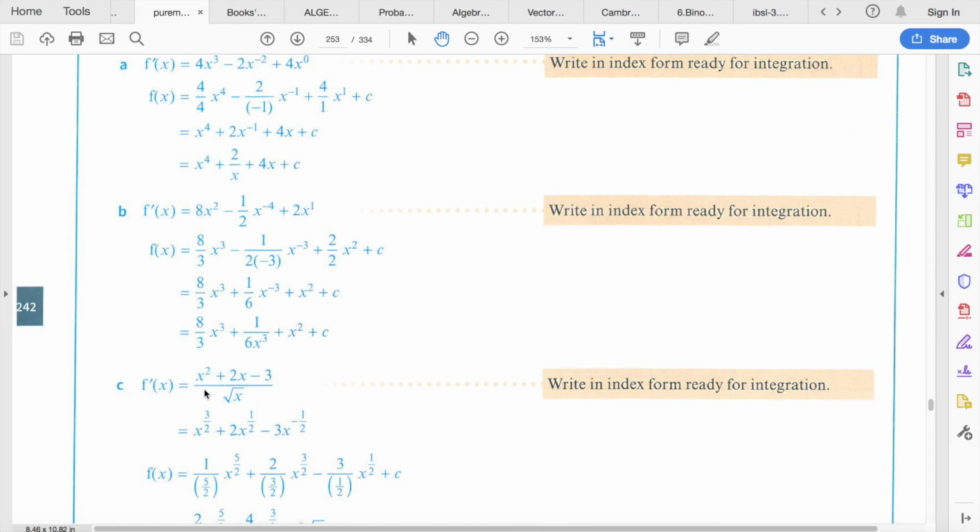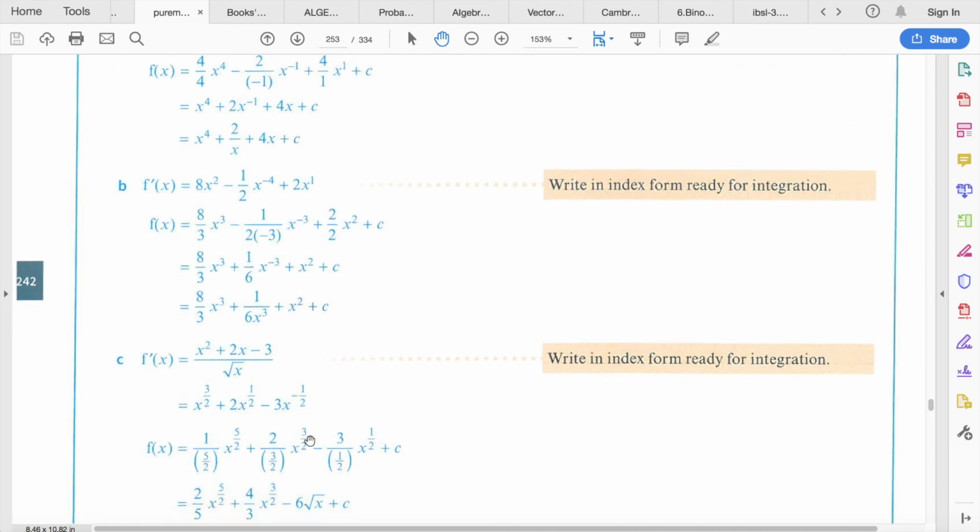Then simplify. Radical x means x to the power of 1 over 2. So x to the power of 2 over x to the power of 1 over 2. When you subtract powers, it will become this. 2x over x to the power of 1 over 2 becomes 2x to the power of 1 over 2. You know, you subtract powers. Then minus 3 over radical x. Radical x is brought to numerator. So it will become 3x to the power of minus 1 over 2.